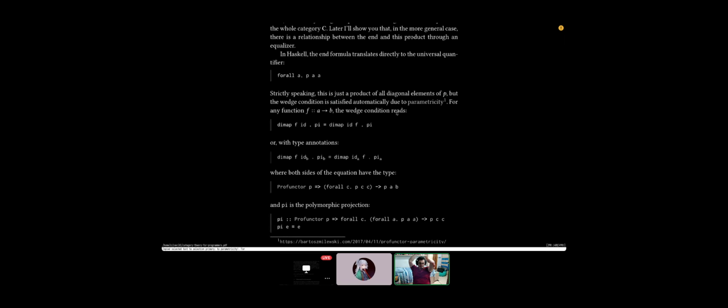Did he add that footnote more than once? I don't remember. And no, this footnote is specifically for this blog post, profunctor parametricity. But parametricity in general has been mentioned a lot of times already. What are we calling parametricity in this case?